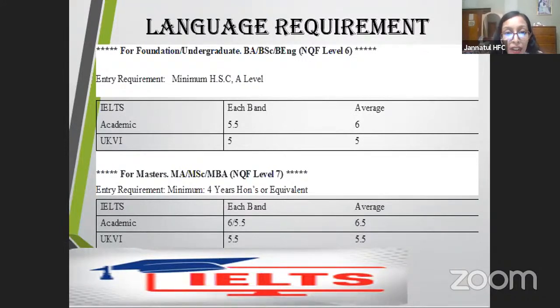So here you can see the IELTS requirement for undergraduate and master's programs. For an undergraduate program, you need an overall score of 6 in IELTS and no band less than 5.5. But if you are coming for a foundation program, then an overall score of 5 is also accepted, but that should definitely be UKVI IELTS. For a master's program, you need an overall 6.5 score for a 1 year program, and if you are coming for a pre-master's program, then an overall score of 5.5 is also accepted, but that should definitely be UKVI IELTS.